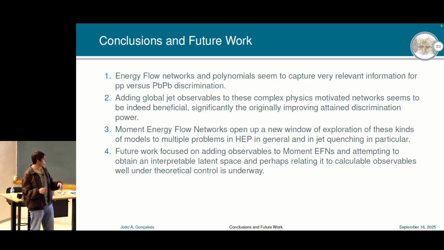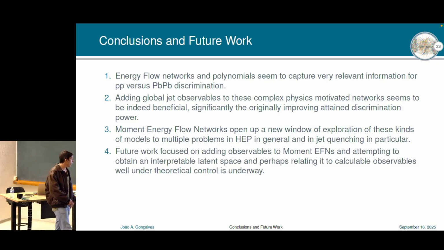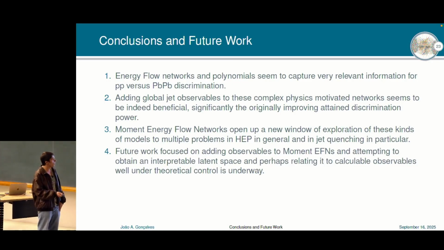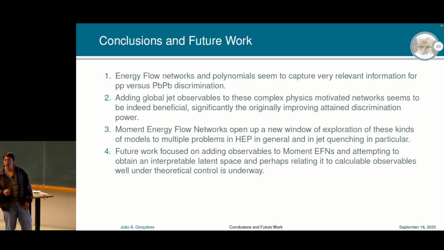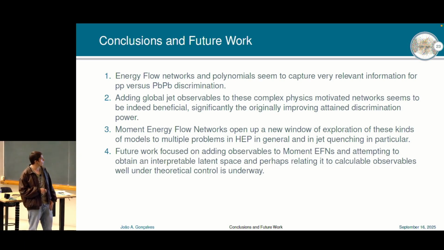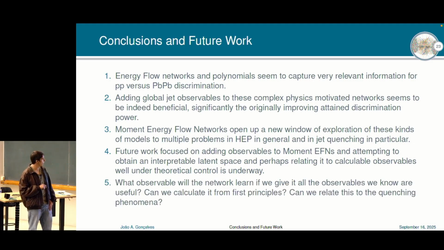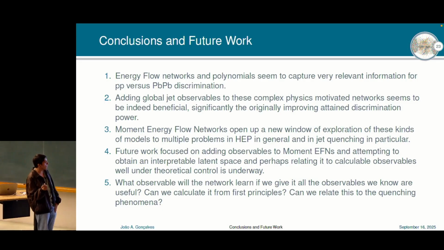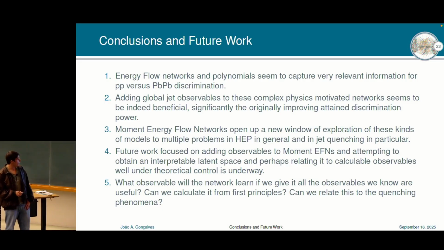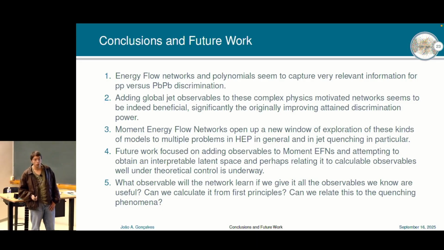Future work will be focused on adding other observables to these moment energy flow networks and attempting to obtain an interpretable latent space, perhaps relating it to actual calculable observables. We'd like to theoretically be able to calculate the observables that we actually get from the network. So what observable will the network learn if I give it everything? I think this is a very relevant question. And can we relate this directly to the jet quenching phenomenon?